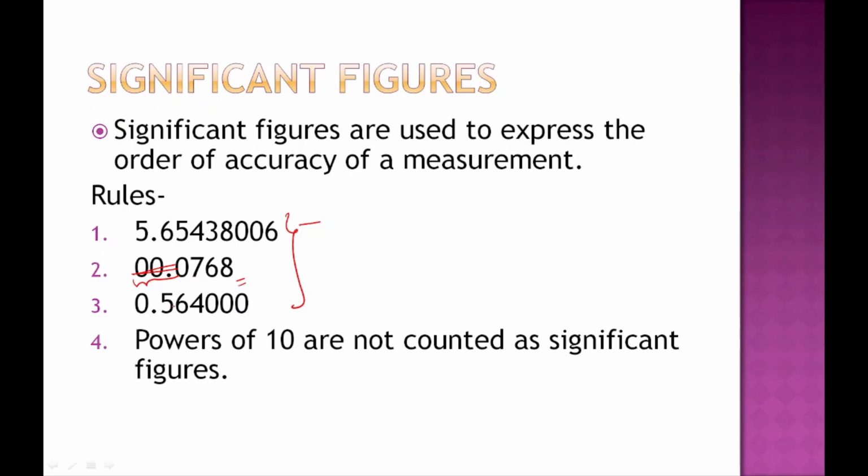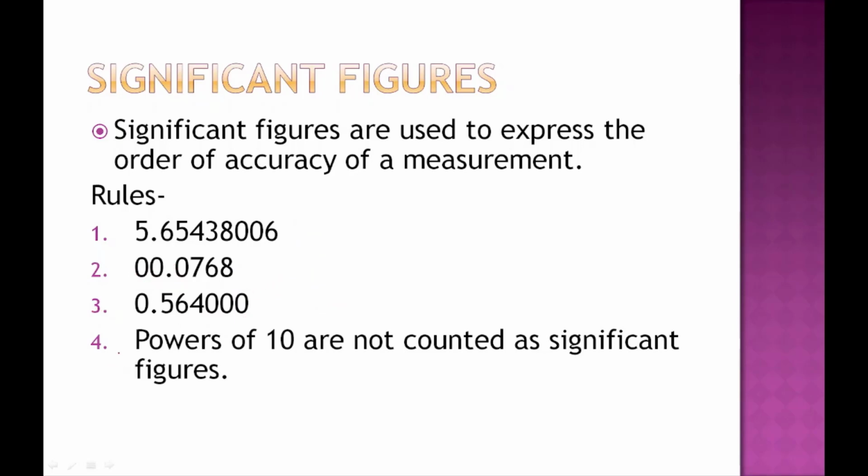What does the third rule say? The third rule says that zeros placed to the right of non-zero digits shall always be considered significant. So these 3 zeros, which are placed to the right of non-zero digits, shall always be considered significant figures. That's how this quantity in number 3 has 6 significant figures. On the other hand, this quantity in number 2 has only 3 significant figures, depending on the position of zeros.